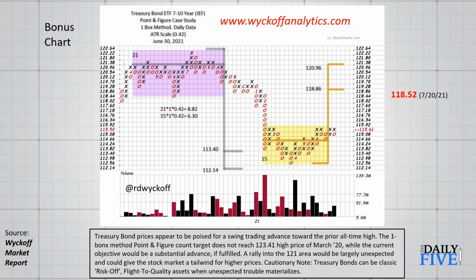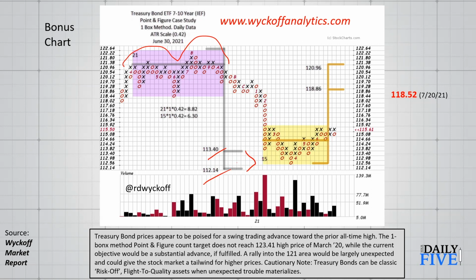Look at this distribution here. This distribution counts down to 113.40 to 112.14, and look at how it just cascades down right into this objective range. So a very good, precise count in treasury bonds for distribution. Remember, declining prices for bonds is rising interest rates.